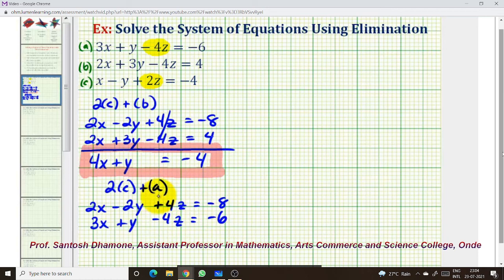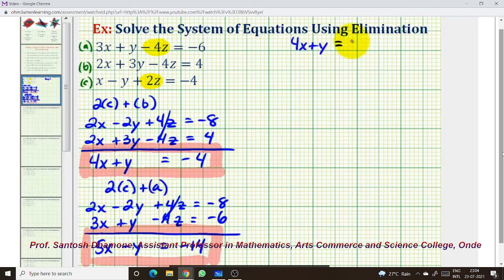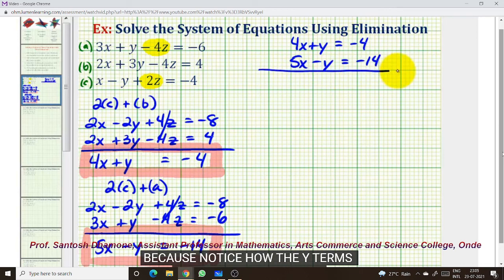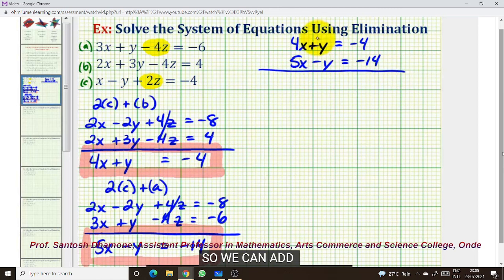So now we want to solve the system 4x plus y equals negative 4, and 5x minus y equals negative 14. Now we kind of lucked out here because notice how the y terms are already opposites. So we can add these two equations together and eliminate y. Sometimes this won't be the case, and we have to multiply one or both of the equations by a constant, so either the x or y terms would be opposites, similar to what we did over here for z. Well, here we can go ahead and add these equations. This would be 0, so we have 9x equals negative 18.